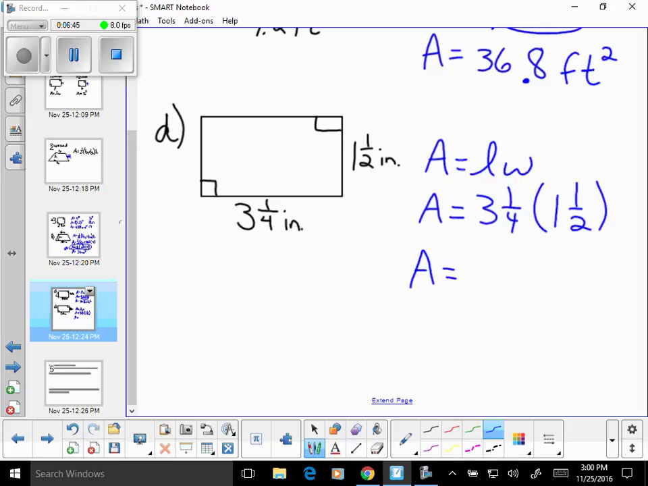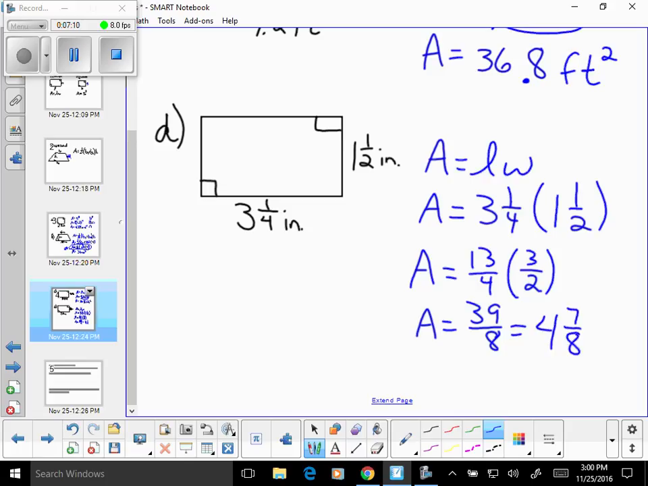Okay, we are back to multiplying rational numbers. 13 over 4 times 3 over 2. No, it isn't very nice because you really can't reduce anything. So you're going to get 39 over 8. And then you're going to have to take 8 into 39, which goes 4 times, and you're going to have 7 left over. So 4 7/8 inches squared.